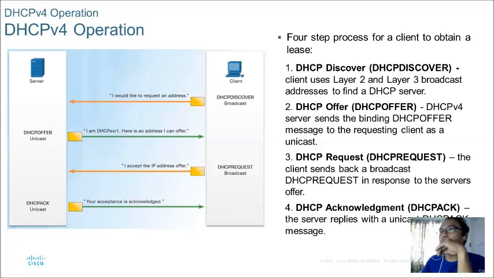So you can see on this side, first is the DHCP discover. The client uses a layer 2 and layer 3 broadcast address to find the DHCP server. So basically, the client is the one asking for the service, rather than the DHCP server automatically giving out an IP address, not yet. So the client discovers first. Upon discovering, the DHCP will offer. The DHCP version 4 server sends a binding DHCP offer message to the requesting client as unicast.